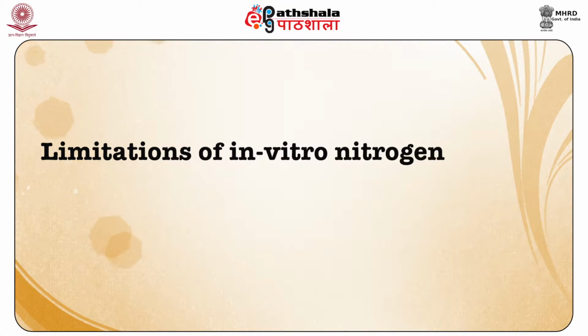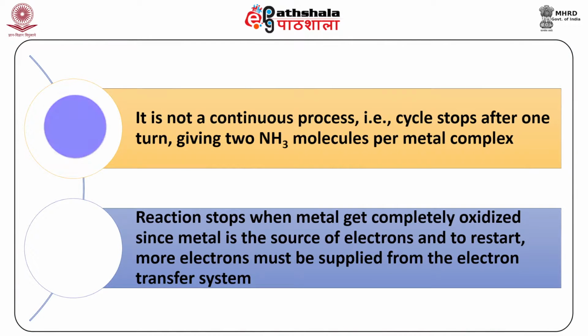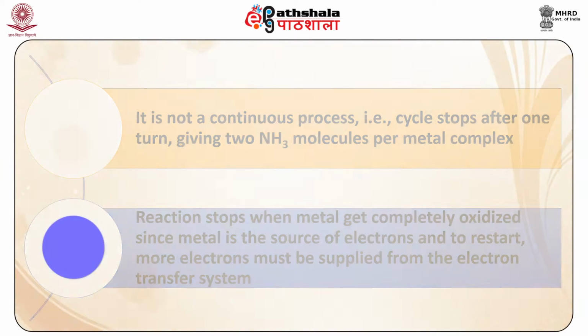Whereas the limitation of in vitro nitrogen fixation is that it is not a continuous process, that is, the cycle stops after one turn giving 2 ammonia molecules per metal complex. The reaction stops when the metal gets completely oxidized, since the metal is the only source of electrons, and to restart, more electrons must be supplied from an electron transfer system.